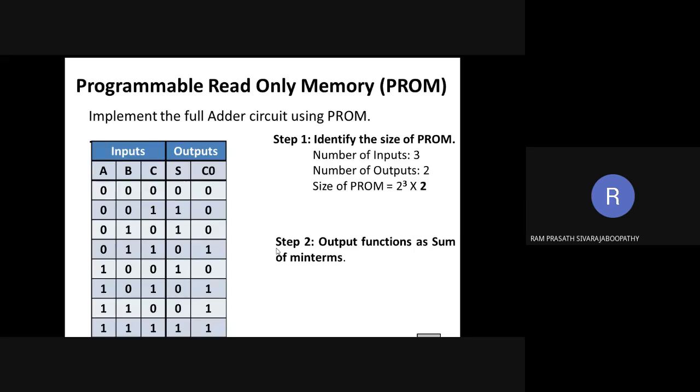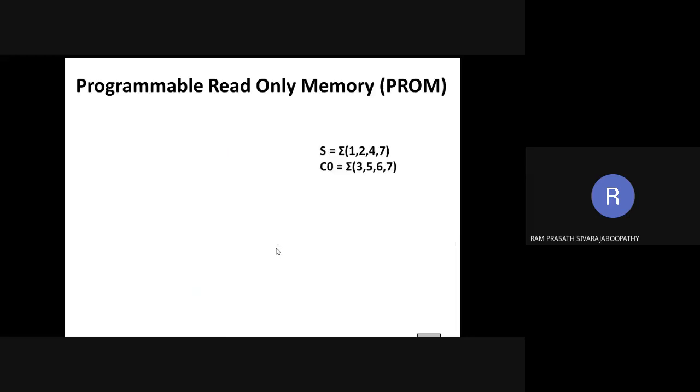In terms of canonical form, we have to write. Yes, 1, 2, 4, 7 for sum. For carry, it is 3, 5, 6, 7. Very good. So how do we have to implement it?